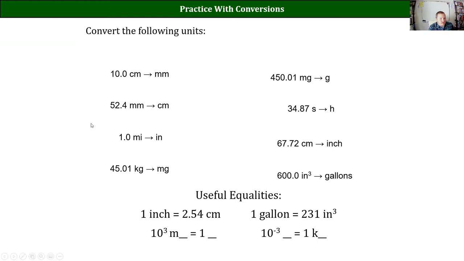All right, so let's do some practice with these. We got a whole page of conversion practice. Let's go centimeters to millimeters and milligrams to grams, millimeters to centimeters. Let's take five minutes or so, 10 minutes or so, and then I will write in the answers here, and you can double check your answers.